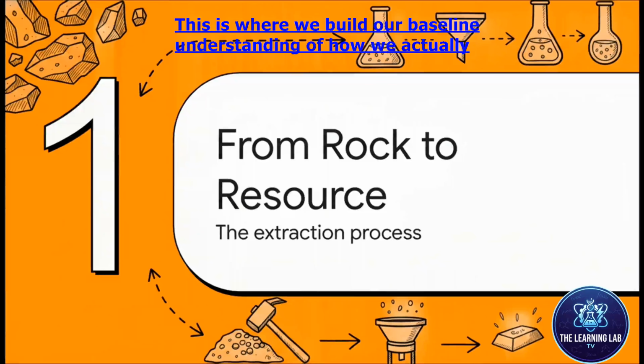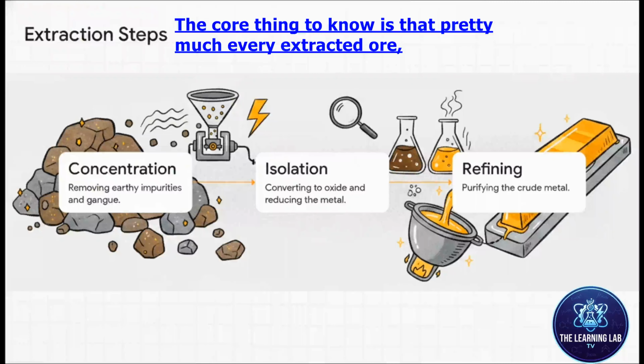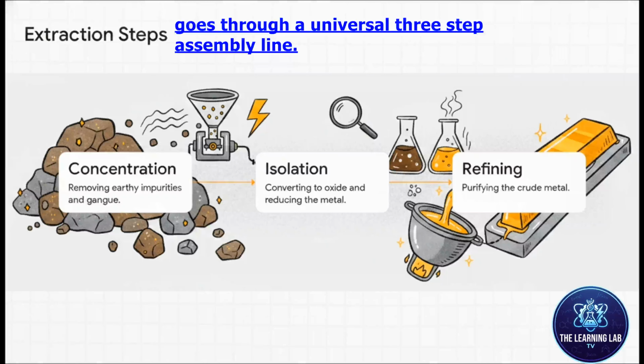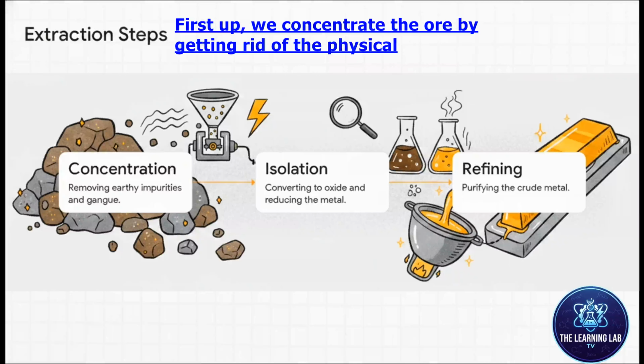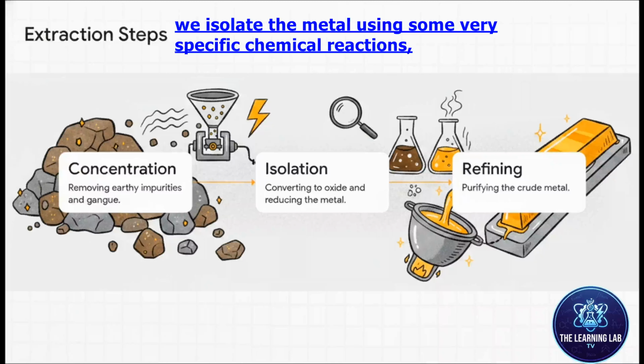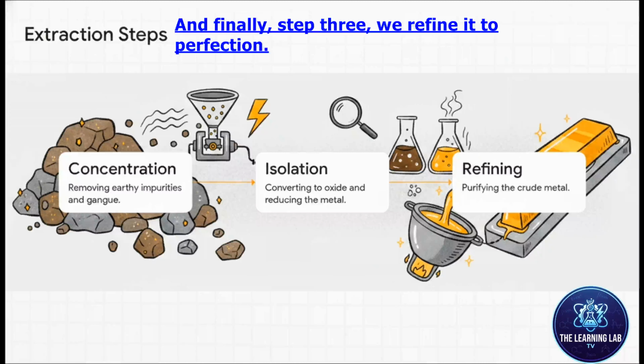This is where we build our baseline understanding of how we actually go about isolating these elements. The core thing to know is that pretty much every extracted ore, regardless of what specific metal is hiding inside, goes through a universal three-step assembly line. First up, we concentrate the ore by getting rid of the physical dirt. Second, we isolate the metal using some very specific chemical reactions, namely oxidation and reduction. And finally, step 3, we refine it to perfection.